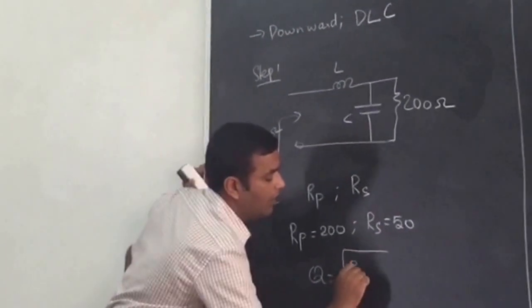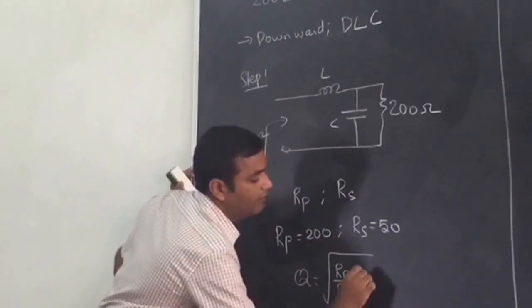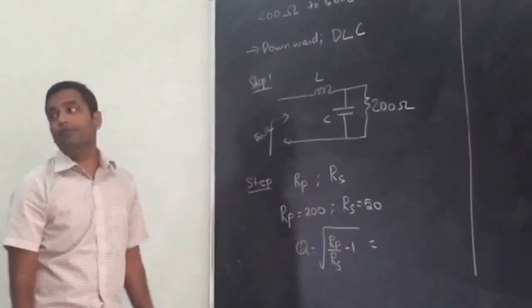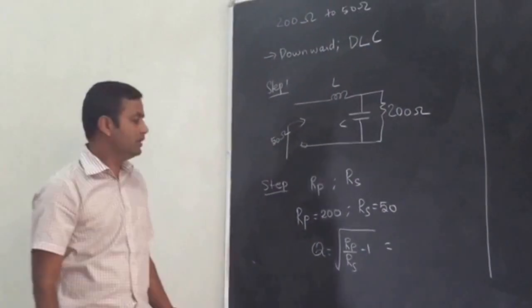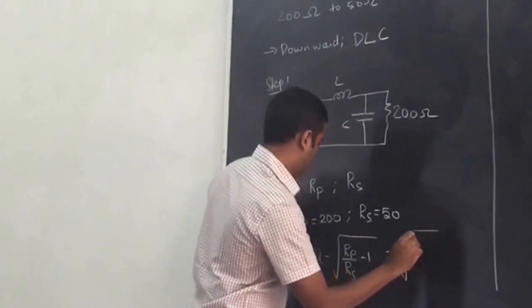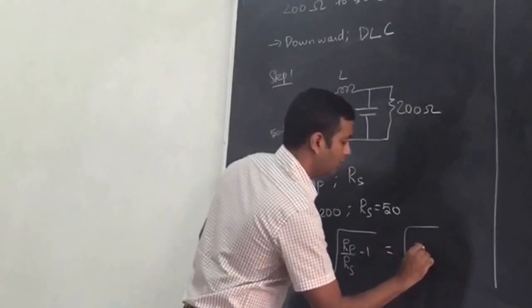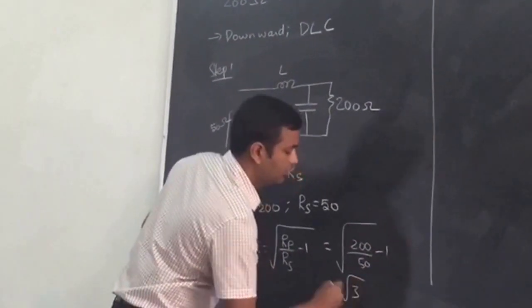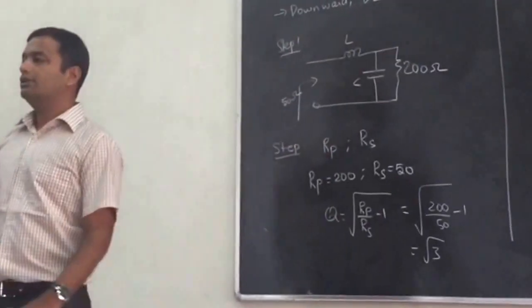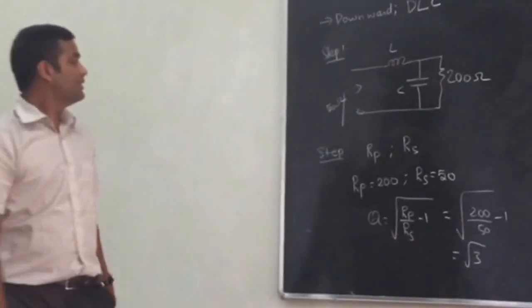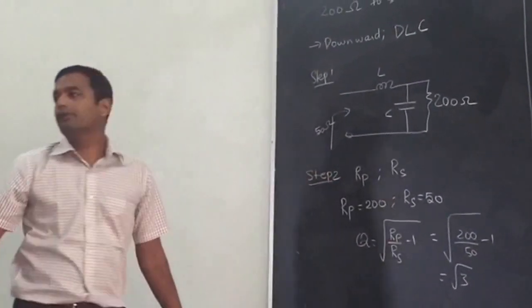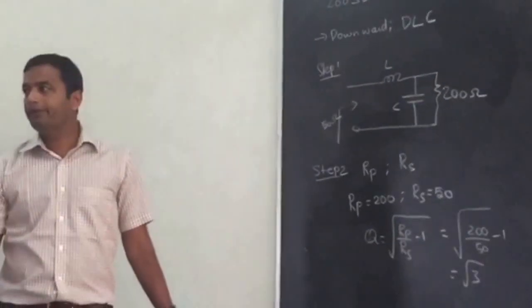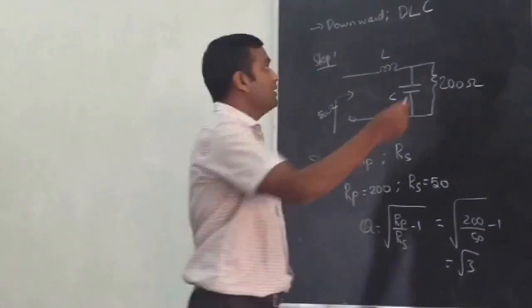Q is root of RP by RS minus 1. So what is the value? RP is 200, so root of 200 by 50 minus 1, which is root 3, that is 1.73. Is it okay? This is step 2. What is step 3?